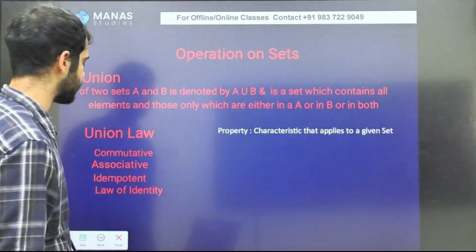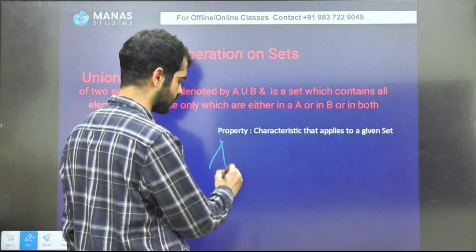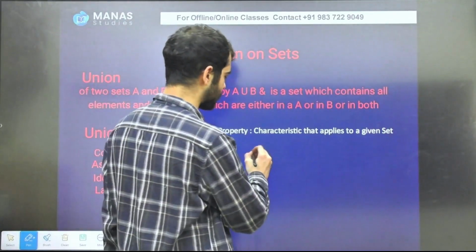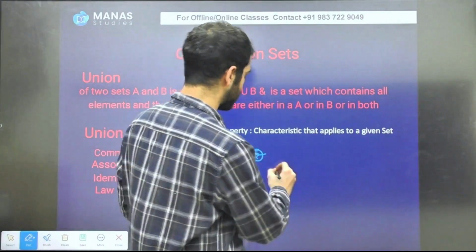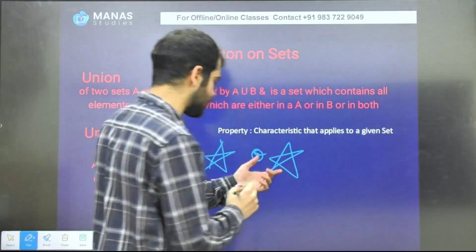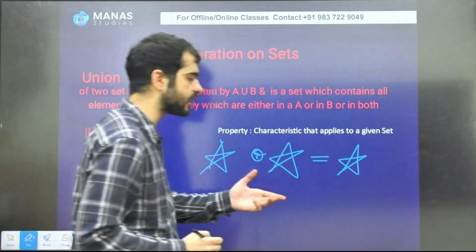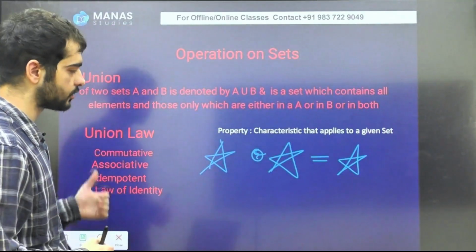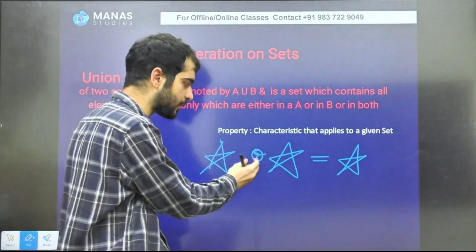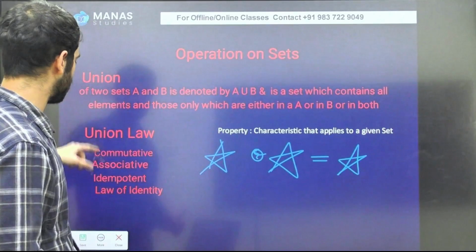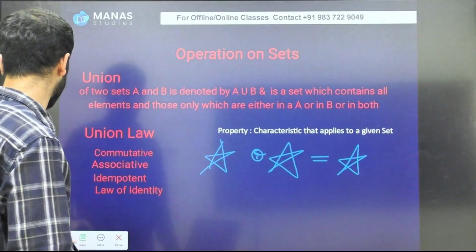Now, idempotent. The idempotent property is an interesting one. Let's say there is an element denoted by star, there is some operator in between, and there is the same entity as was in the first case. If the result is the same as that entity, then the property is said to be valid. If star operator star gives us the same thing, then we can say that the idempotent property holds true.